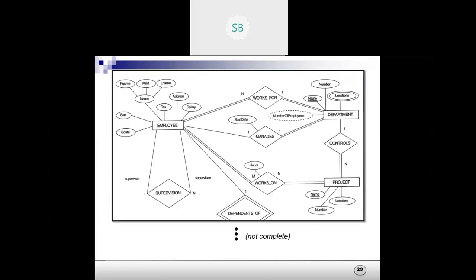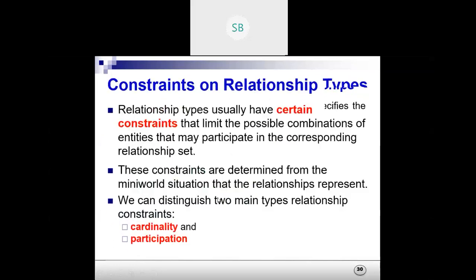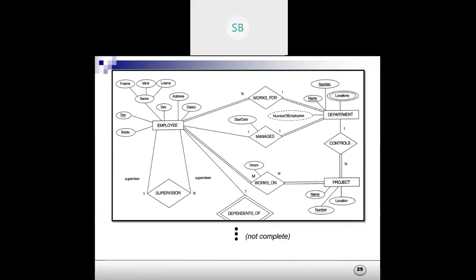Cardinality, you can set this as N, 1, 1, 1. Whatever you see are the cardinality constraints, and the double line and single line you see are the participation constraints. Let's check one by one. Cardinality ratios for binary relationships are possible as one to one, one to many, many to one, or many to many. So now let's go back. You have to think about how you will give the cardinality of it.